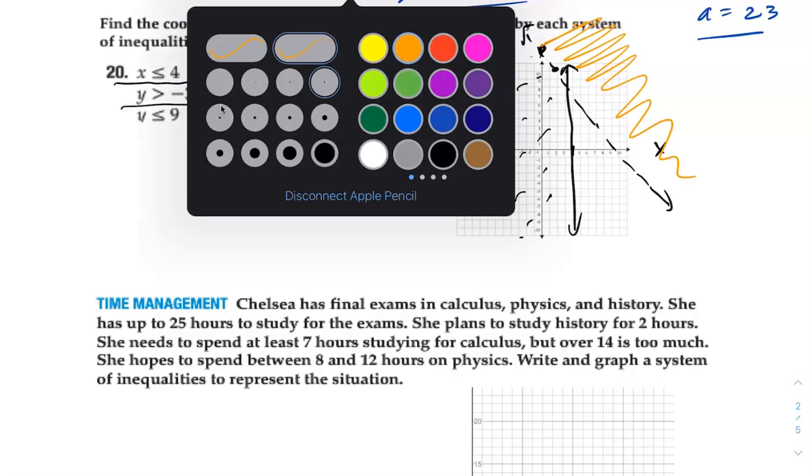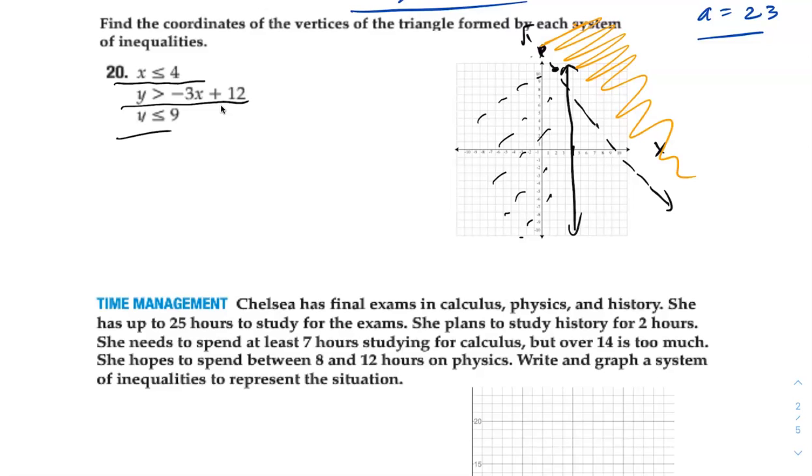And then the last one, y is less than 9. So 9 is right here. And it's solid. And we're less than that. So, not my best graph ever. You're above this line. You're to the left of that line. You're below this line. So, really, it's just this little spot right here. Again, if I do a nicer graph, it'd be a little bit bigger. But it's just that triangle right there. That's our answer.